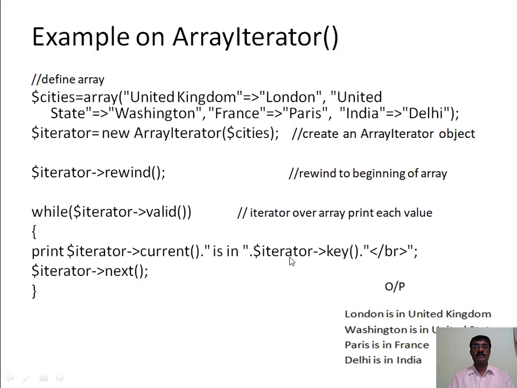After that, I have called the key function along with the array iterator object. This key function returns the index of the current element. Now the index of the current array element is United Kingdom, hence it has been printed as United Kingdom. So in this way we can print all the key and value pairs of the associative array cities. This is how we can use these array iterator functions in our programming.